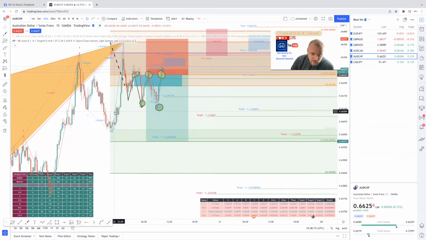Again, it's holding structure. This is holding structure at the moment, and it's bounced in. It's come out. It's bounced in. It's come out. It's bounced in. It's went a little bit more drawdown.